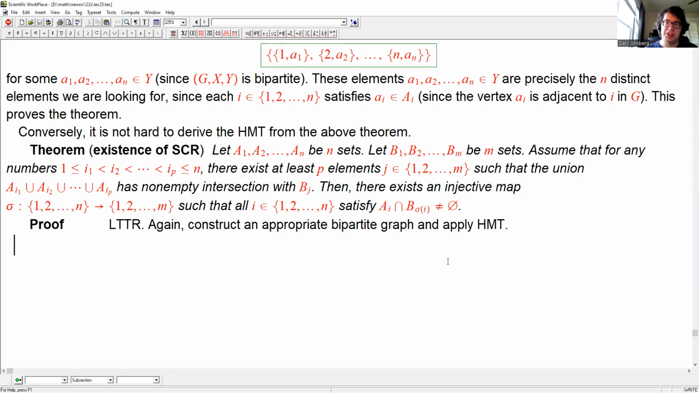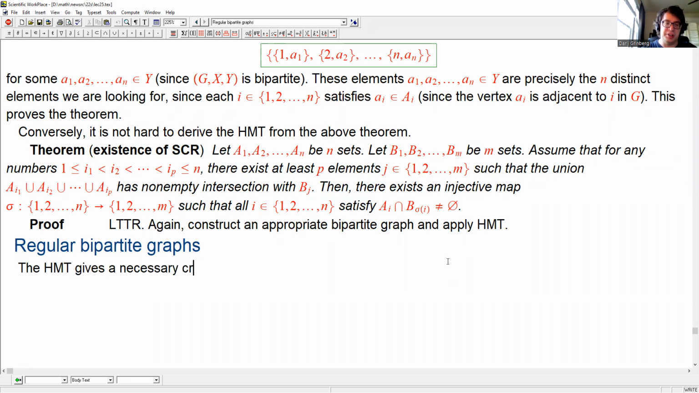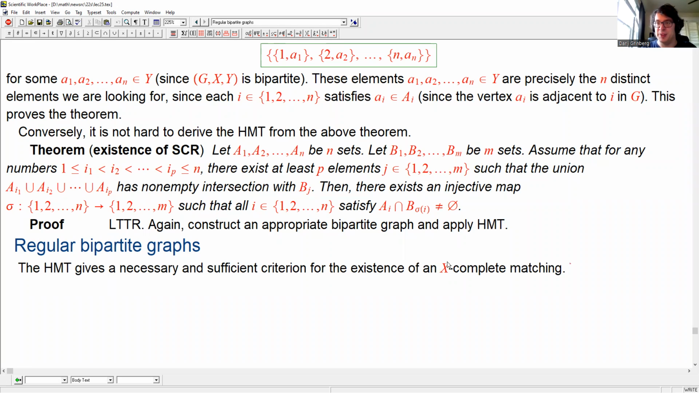Now to something less general, but easier to use. So remember, Hall's marriage theorem gives a necessary and sufficient criterion for the existence of a perfect matching or an X-complete matching. Now, necessary and sufficient is great, but the whole condition is not always very easy to check.